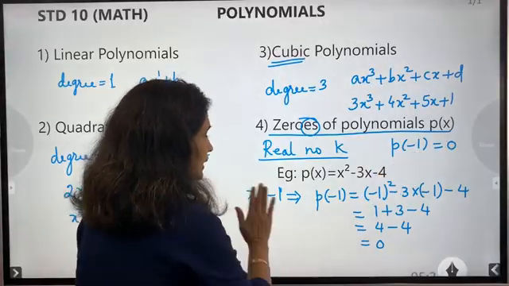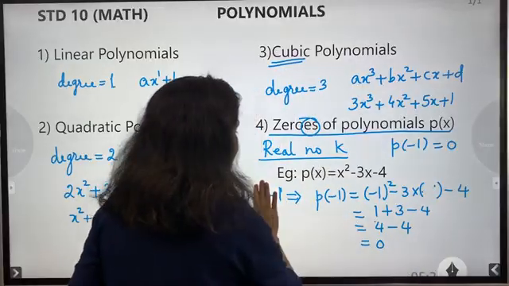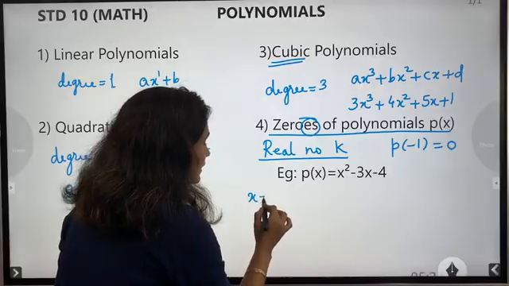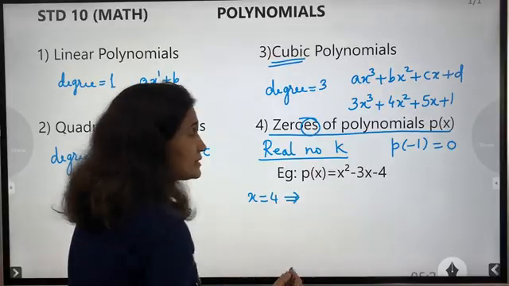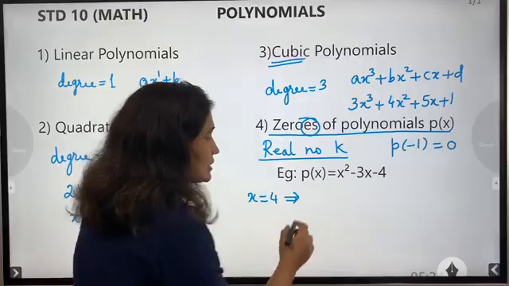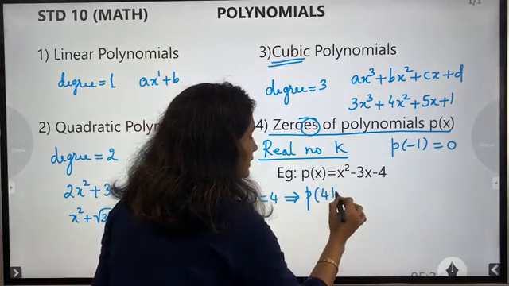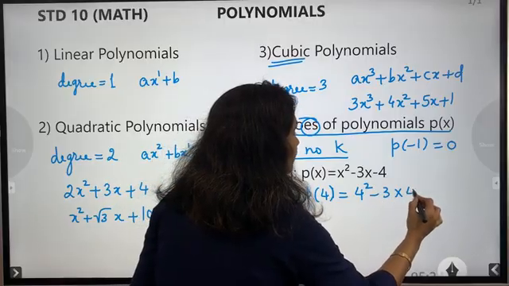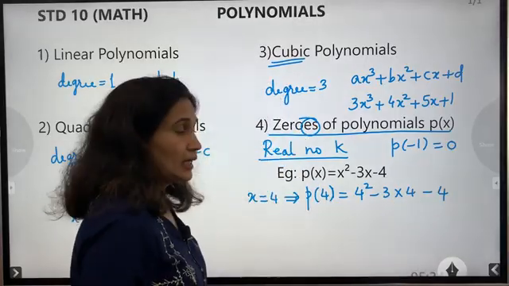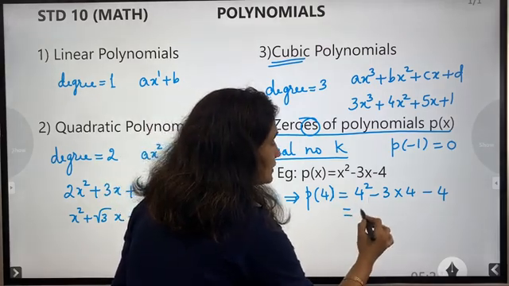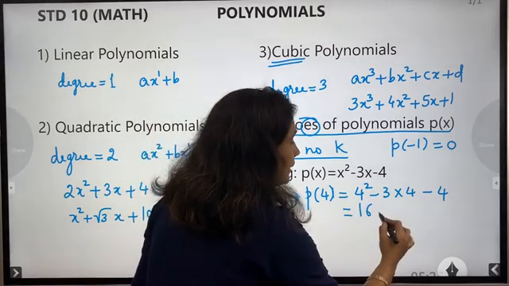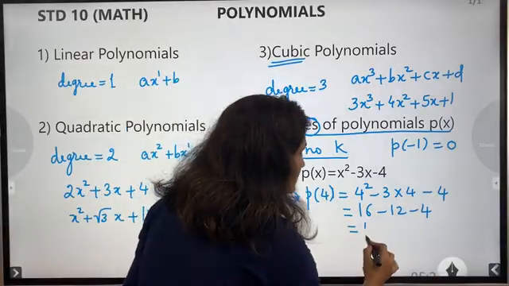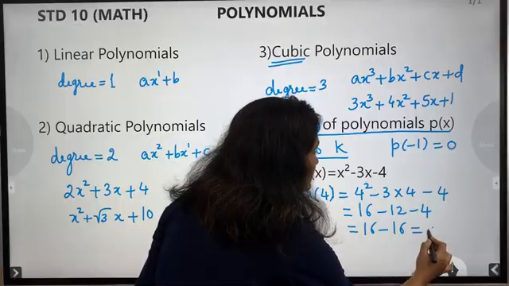So let us choose another value, that is x is equal to 4. So I am choosing this time x is equal to 4. For that, let us see what value this polynomial gives us, which will imply P of 4 is equal to 4 square minus 3 into 4 and -4. After substituting the values, 4 square is 16, minus 12 and -4, 4 3s are 12, and you will get 16 minus 16, your answer is 0.